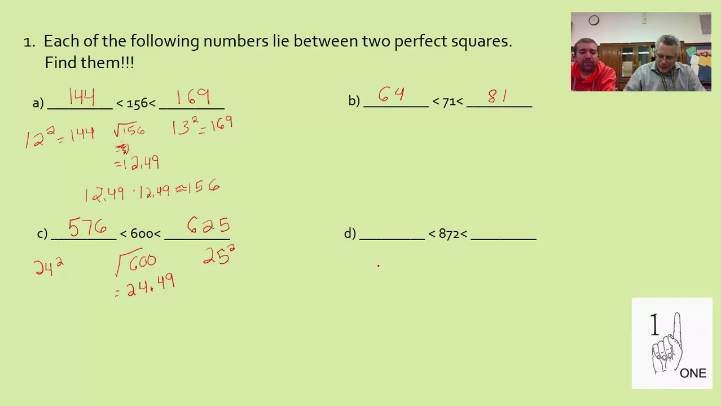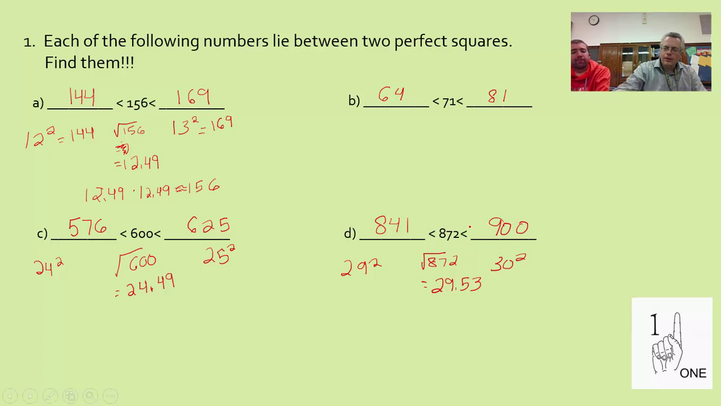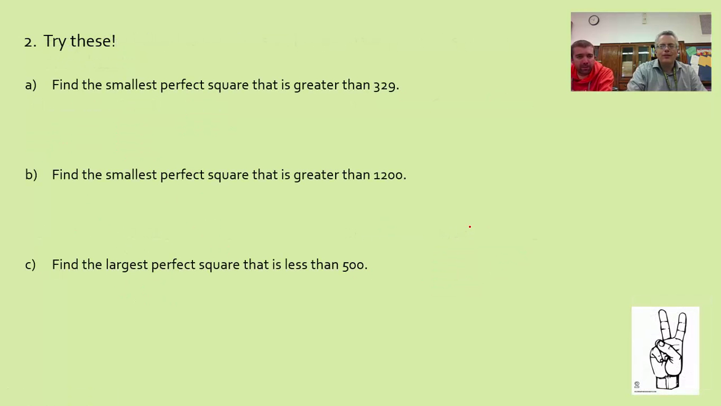All right, 872. So this calls for a square root. This one I don't know. 29.53. So 29.53 squared is 872. So 29 squared would be the perfect square below it, 841. And 30 squared is 900. Bam. That's the secret. So no more guessing.